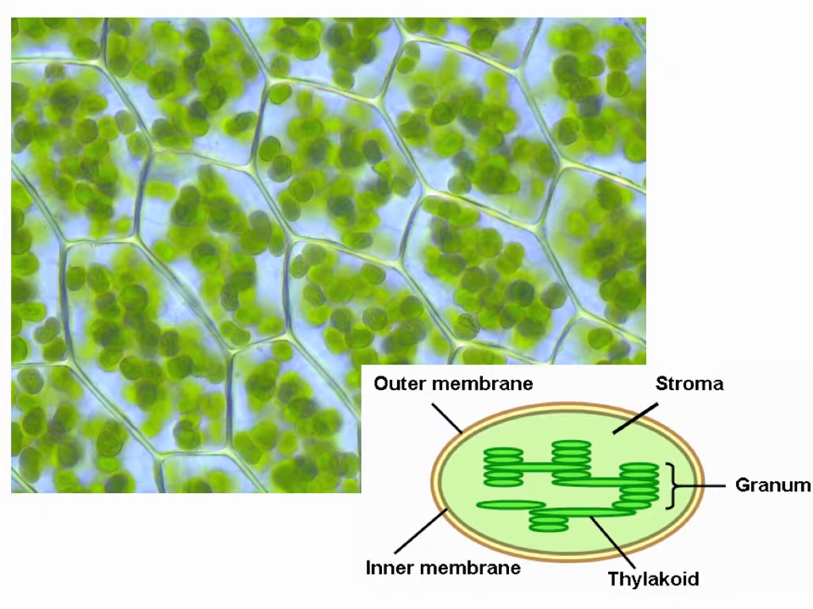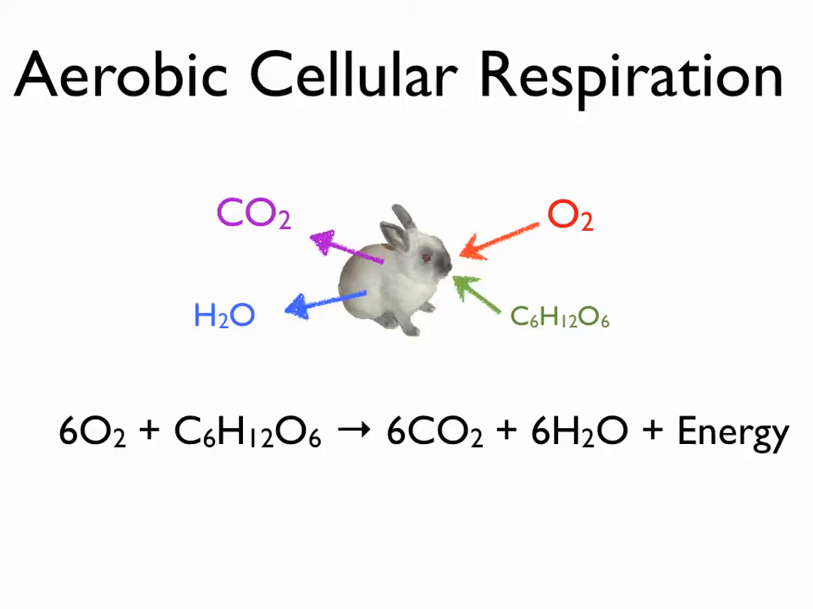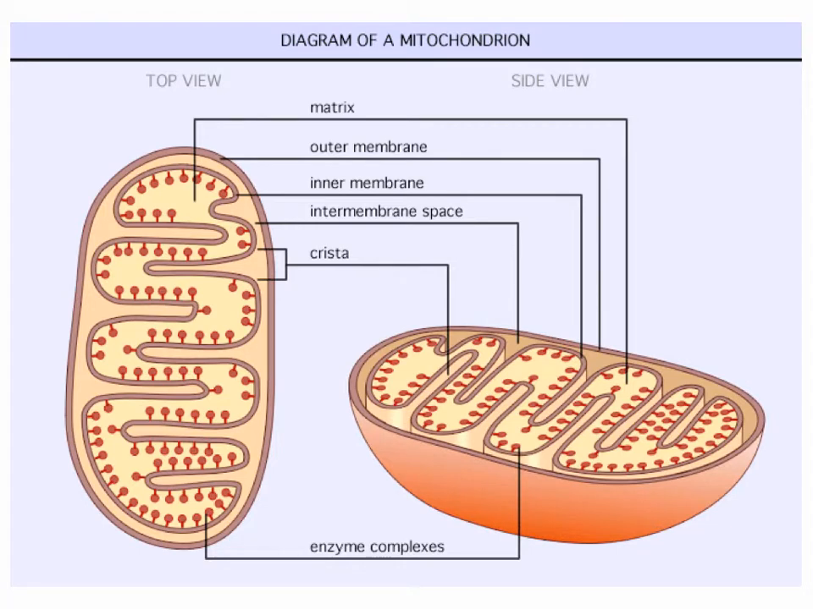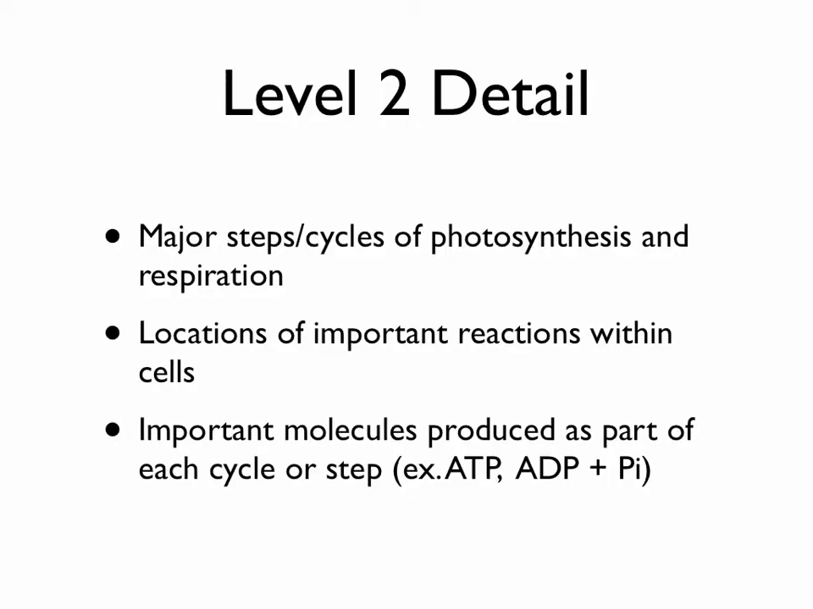You should be able to draw a picture like this that shows me the inside of a chloroplast. For cellular respiration, you should be able to do the same thing, but for an animal like a bunny. And you should be able to draw a diagram or complete a diagram of a mitochondria with at least this much detail. The second level of detail involves the major steps and cycles of photosynthesis and respiration, and it should include the locations of important reactions within cells and important molecules that are produced as part of each cycle or step, like ATP being converted into ADP and Pi.